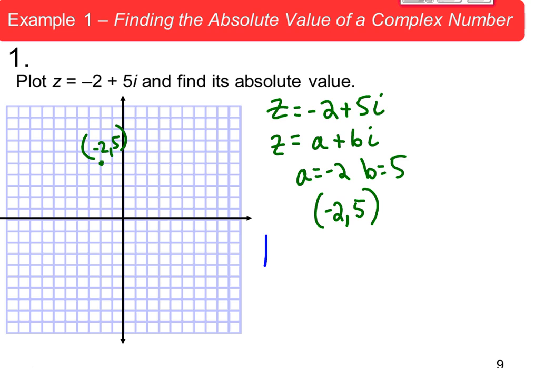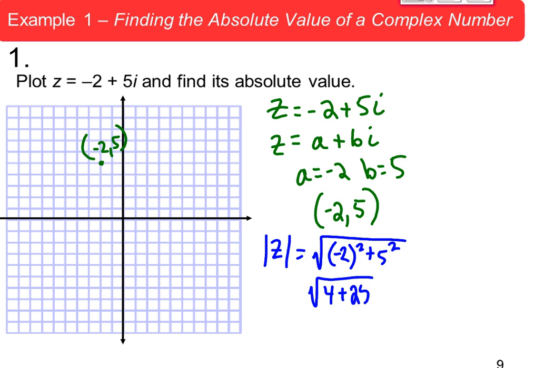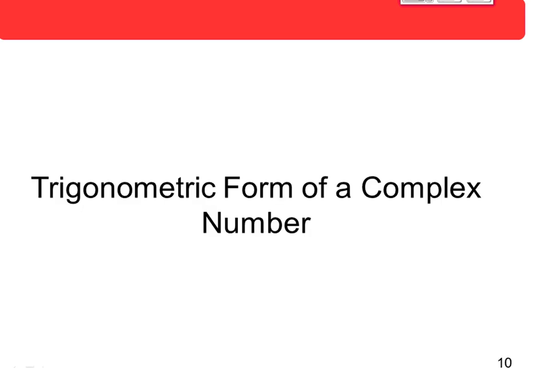And so the way we'll write that is the absolute value of z equals the square root of (-2) squared plus 5 squared, square root of 4 plus 25. So the absolute value of z is equal to the square root of 29. Of course, if needed, we would put that in simple radical form. So I'll just leave that for you to remember as you go through things. So graphing in the complex plane, pretty easy. Absolute value of a complex number in complex form, pretty easy too.